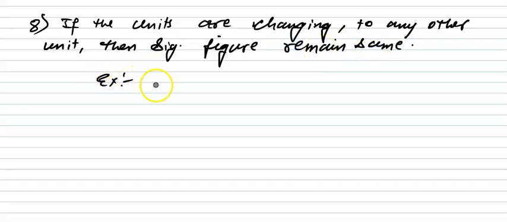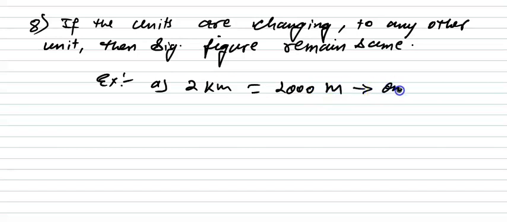Let us take example A. If we are talking about 2 kilometer, right? So I can write this 2 kilometer as 2000 meter. Getting it? So changing the units doesn't mean it has different significant figures. It always has one significant figure.